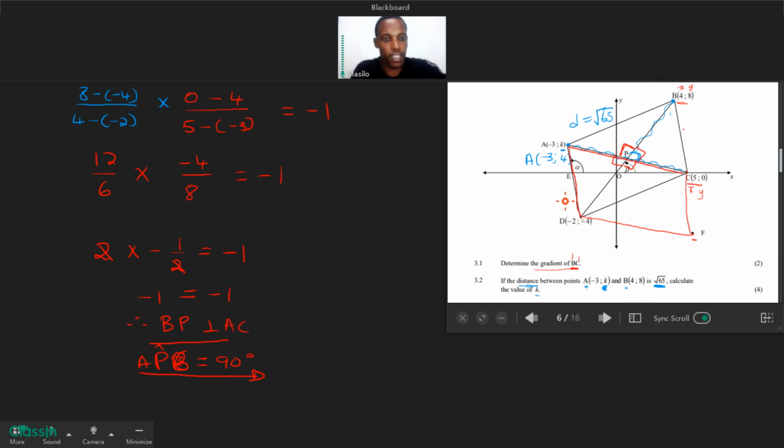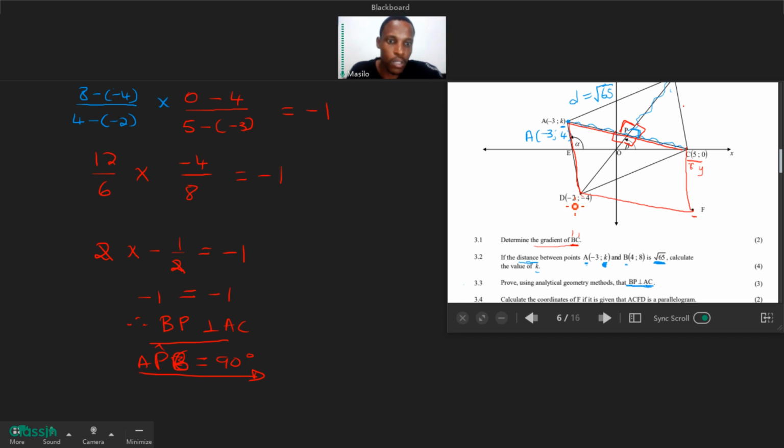ACFD is a proof that AC... Okay, calculate the coordinates of F if it is given that ACFD is a parallelogram. Once they say it's a parallelogram, it means that the two lines are parallel, and also the other two lines are also parallel. Therefore, if we know the gradient of this line, we can know the gradient of this. And then we can also find the gradient of this because it's the same. Once we get the two equations, we'll be able to calculate the coordinates of this point.